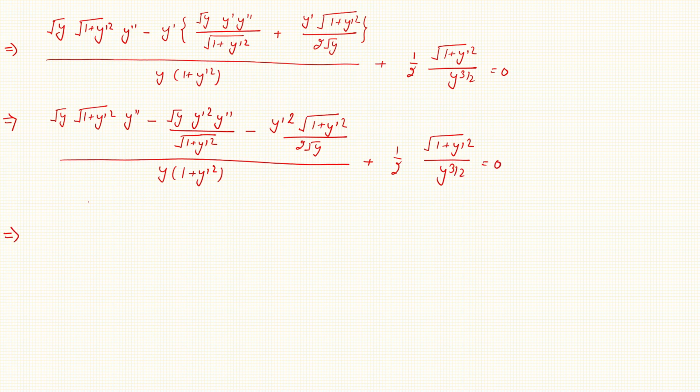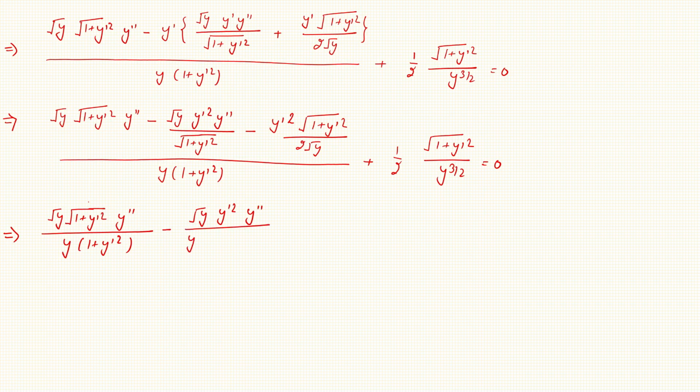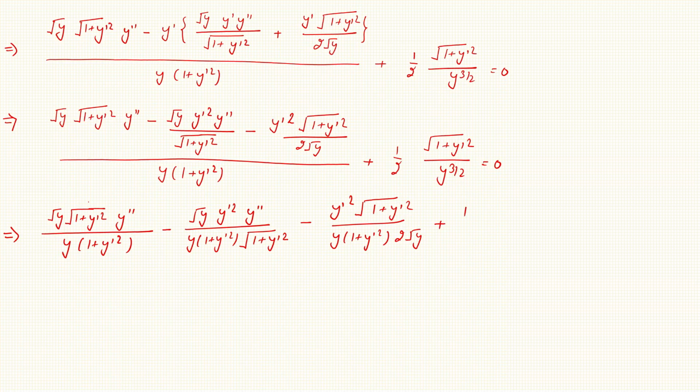Now this will give √y √(1 + y′²) y″ upon y(1 + y′²) minus √y y′² y″ upon y(1 + y′²) √(1 + y′²) minus y′² √(1 + y′²) upon y(1 + y′²) 2√y plus 1 upon 2 √(1 + y′²) upon y to the power 3/2 is equal to 0.